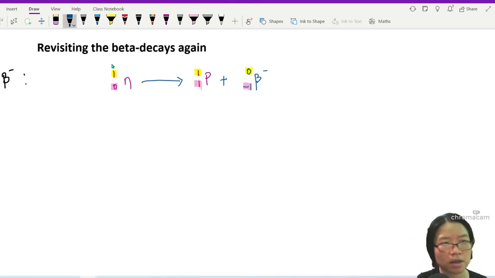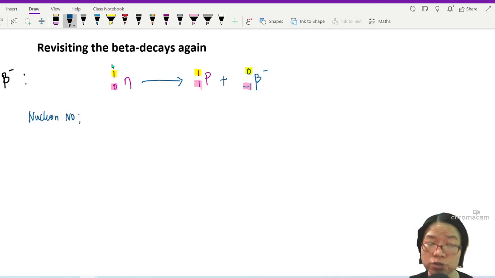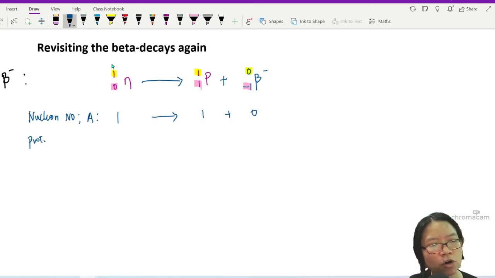So let's look. First number would be nucleon number. I'm doing this for the benefit of your friends who may not take chemistry. So the A here is 1, and 1 is equivalent to 1 plus 0. No problem. And then I'm going to move on to the proton number. Proton number is Z. Z here would be 0, which is 1 plus negative 1.